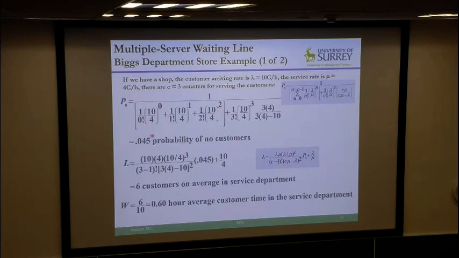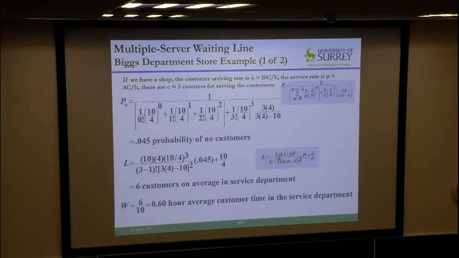Finally, we can calculate the probability of no customers. We don't need to calculate the probability of 0 customers for every single question, but this is the case for when we need to. If we have P0, we can calculate L, the total average number of customers in our system. So this is the equation, let's take a look.